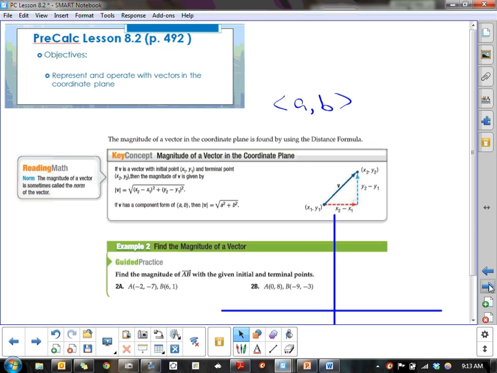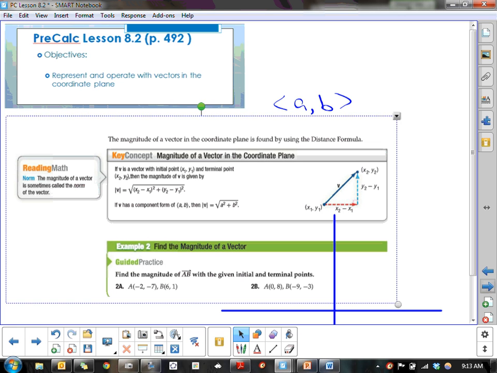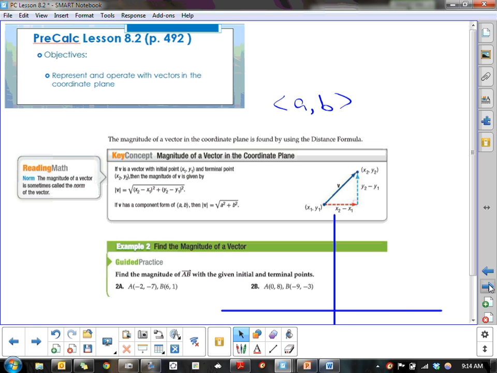Now we're going to talk about the magnitude of the vector, which means it's what? Its length. It could represent its speed. It could represent the strength of the force. But the magnitude of the vector in the coordinate plane is found by using the distance formula. Distance formula finds length. So if v is a vector with initial point x1, y1, terminal point x2, y2, then the magnitude, or the length of vector v, is given by, pay attention to this symbol, the absolute value. The absolute value is the magnitude. Magnitude is always a positive unit.